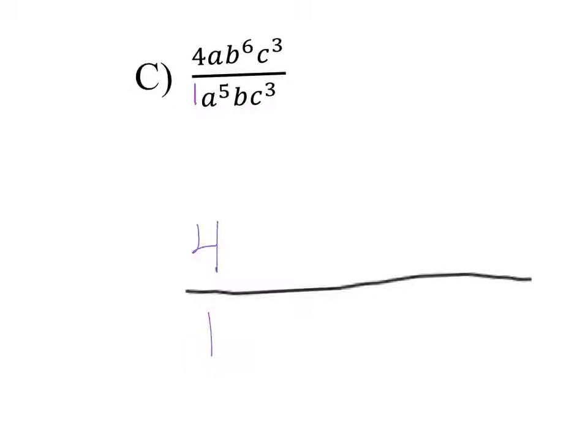Now I'm going to look at my a's. Now with division, you are subtracting exponents. But one thing that I personally do, you could subtract and have a negative, but I look, okay, are there more a's on top, or are there more a's on bottom? Well, there's more a's on bottom. So if there's more a's on bottom, my a will end up on bottom.